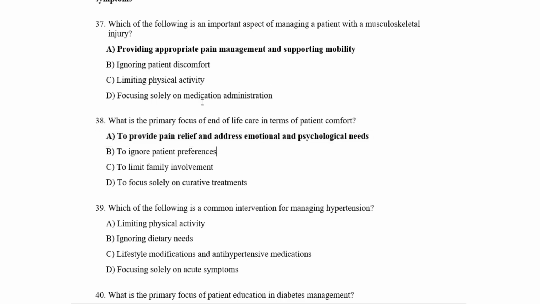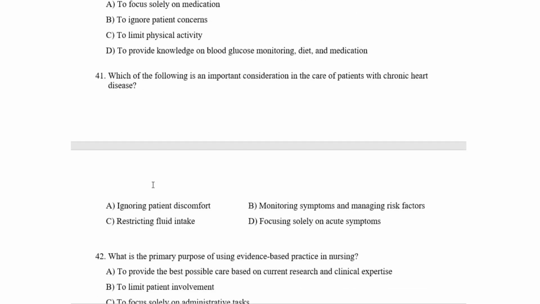त्यसै गरी हामी क्वेशन नम्बर 39 मा हेरौं त. Which of the following is a common intervention for managing hypertension? Option A limiting physical activity. Option B ignoring dietary needs. Option C lifestyle modification and antihypertensive medication. Option D focusing solely on acute symptom. यसको सही उत्तर हो option C, lifestyle modification and antihypertensive medication. त्यसै गरी हामी क्वेशन नम्बर 40 मा हेरौं त.